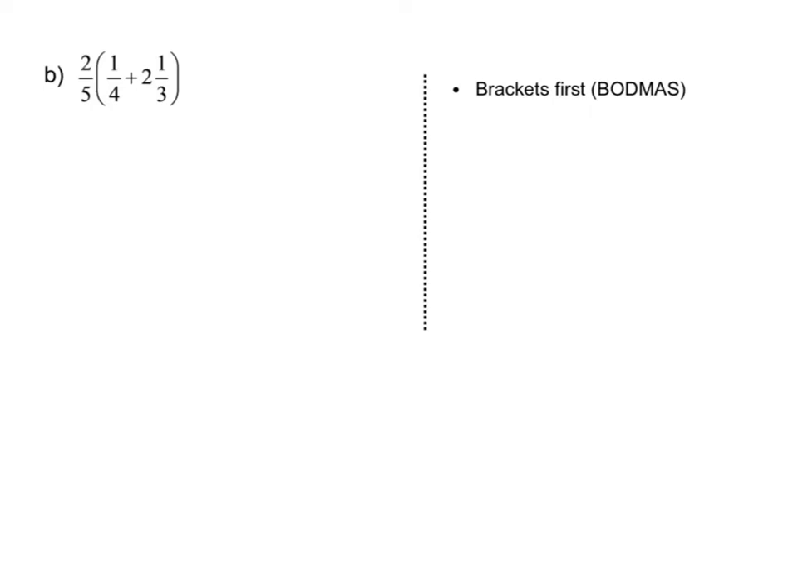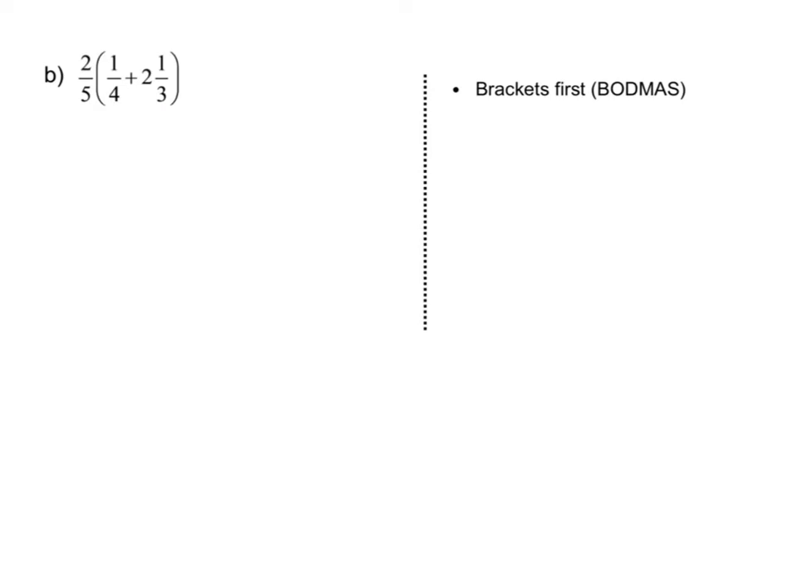We'll quickly look at one more example where we have this time 2/5 outside a bracket with a quarter plus 2 1/3 in it. Now, a couple of things about this. First of all, we have the 2/5 directly in front of the bracket, so that's a multiplication. 2/5 is multiplying this bracket, so in our order of operations, we're going to consider multiplication here. But the fact that there are brackets here, which is the very first thing we deal with in our order of operations, means we need to deal with this quarter plus 2 1/3 first.